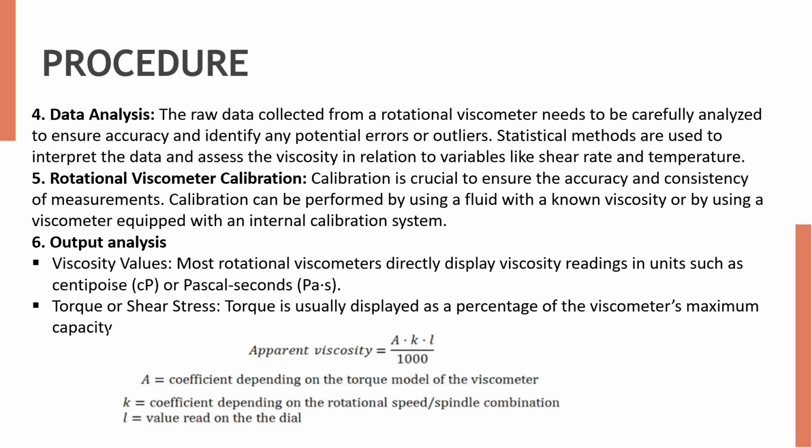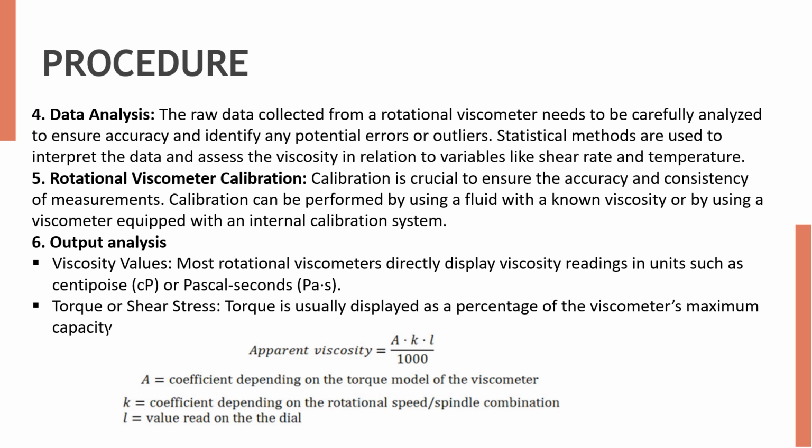So for obtaining the value of A, while purchasing the viscometer itself, you have to collect the data from the vendor, like what is the coefficient for this torque model. Next, for obtaining the value of K, you have to go through the literature, like you have to make sure what type of rotational speed you are setting and what type of spindle you are using.